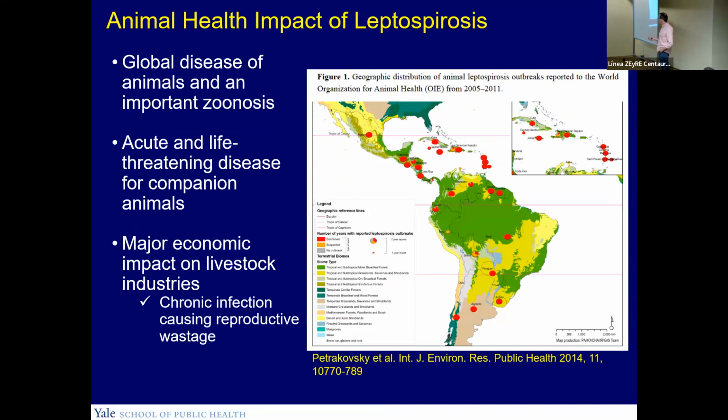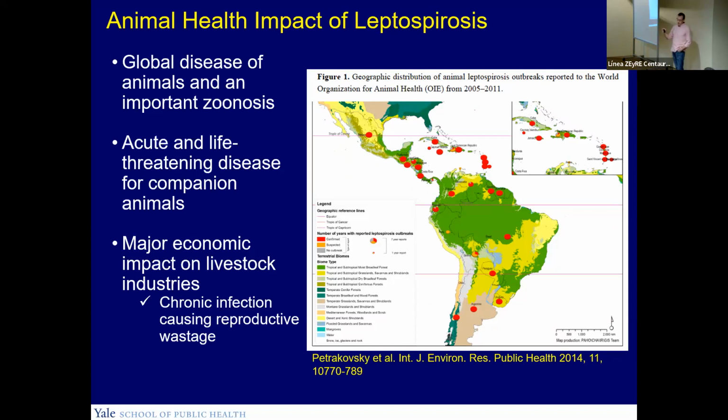In terms of animal health, unfortunately, it's a very important zoonotic disease in the whole world. There are not a lot of good studies that summarize the impact of leptospirosis in animals. This is a recent study that gives a very good overall picture of the impact in the Caribbean and South America. You can see that most of the countries in the Caribbean and South America have outbreaks of leptospirosis related to animals, and confirmed outbreaks. It has a huge impact in terms of acute and life-threatening disease for animals like dogs. But it also has a major economic impact when it comes to livestock, animals like cattle and pigs, causing chronic disease and reproductive issues.